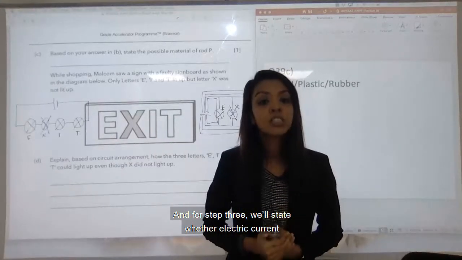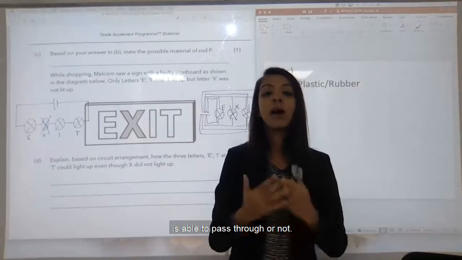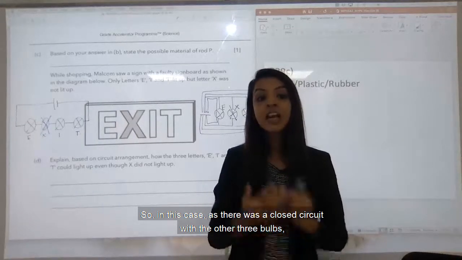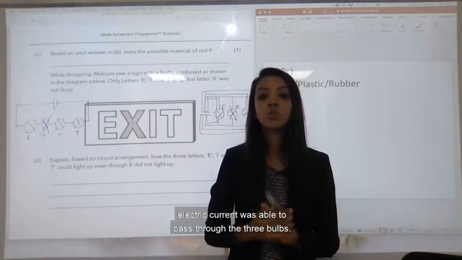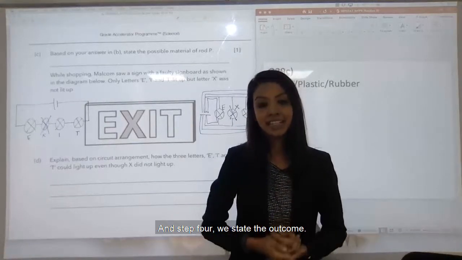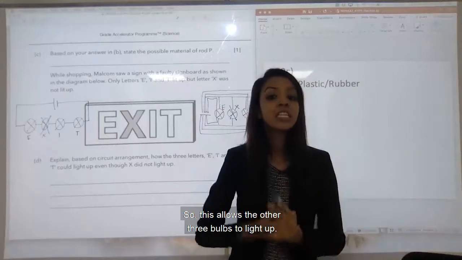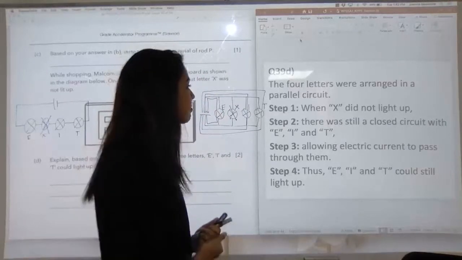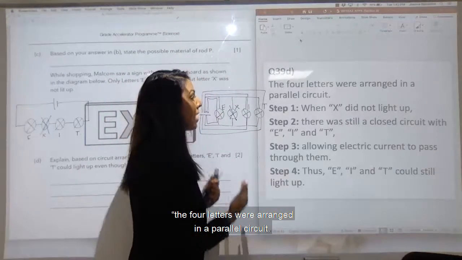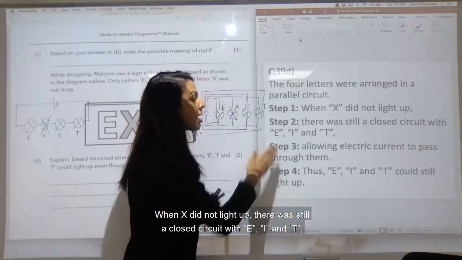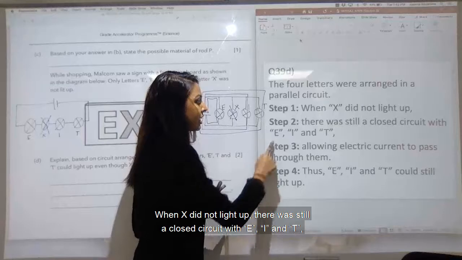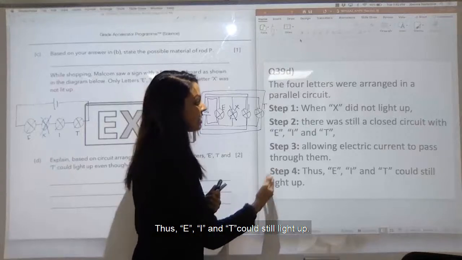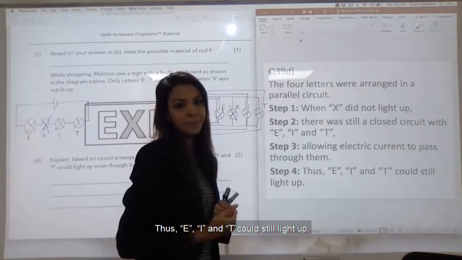And for step 3, we'll state whether electric current is able to pass through or not. So in this case, as there was a closed circuit with the other 3 bulbs, electric current was able to pass through the 3 bulbs. And step 4, we state the outcome. So this allows the other 3 bulbs to light up. So here is the answer. The 4 letters were arranged in a parallel circuit. When X did not light up, there was still a closed circuit with E, I and T, allowing electric current to pass through them. Thus, E, I and T could still light up.